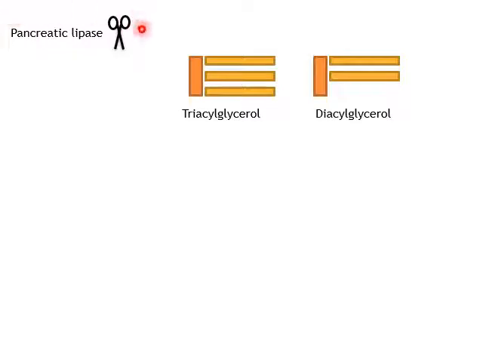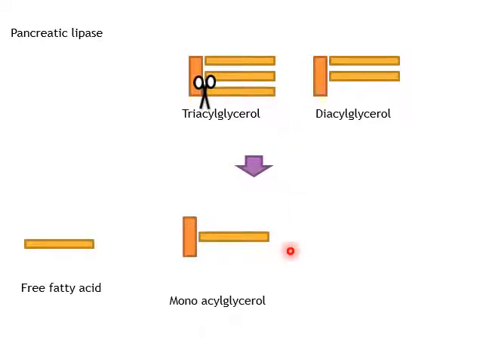So the most efficient lipase enzyme is pancreatic lipase, and it can cleave the bond between the fatty acid and the glycerol, the first bond and the third bond. Pancreatic lipase is not able to separate the middle fatty acid on carbon number 2, so it can only separate the fatty acid from carbon number 1 and carbon number 3. So at the end, the product of the pancreatic lipase is free fatty acids plus monoacylglycerol, because this one fatty acid cannot be separated from glycerol.